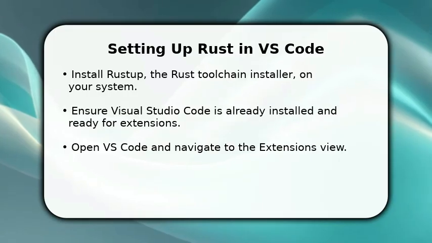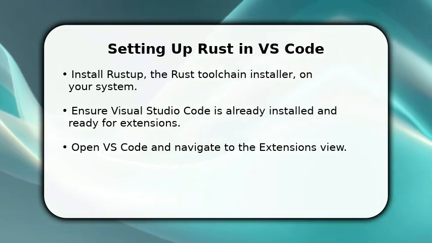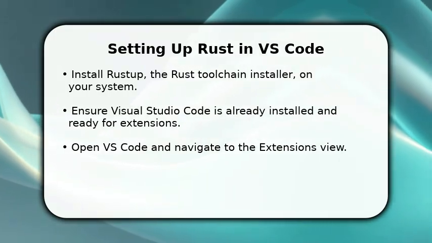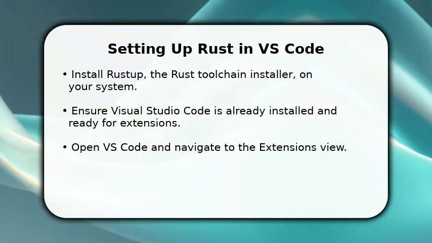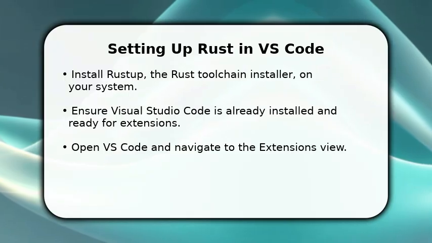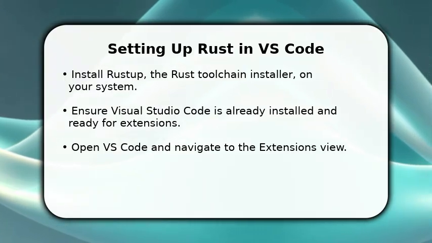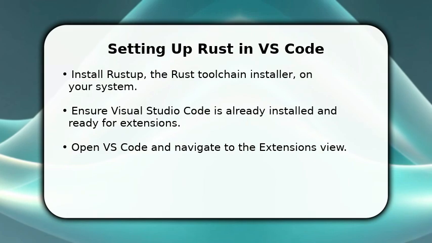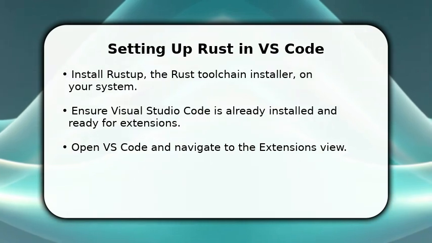Once RustUp is installed, confirm that Visual Studio Code is set up on your machine. Then, open VS Code and head over to the Extensions view, which is easily accessible from the sidebar. This initial setup ensures your environment is ready for seamless Rust development.